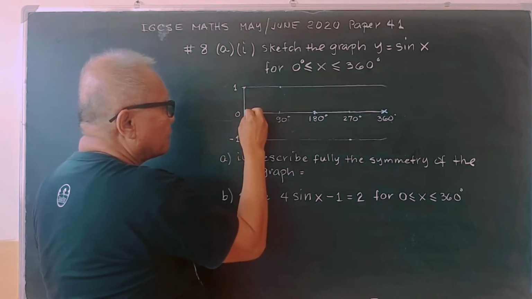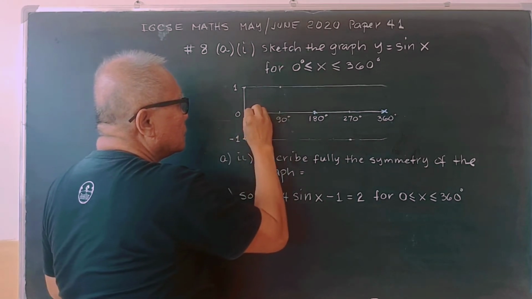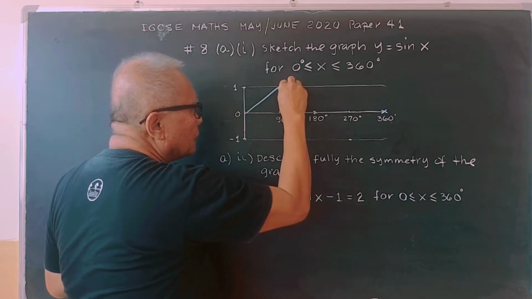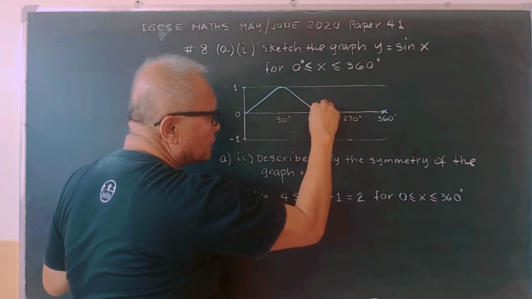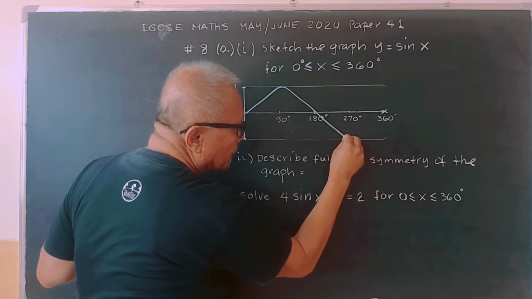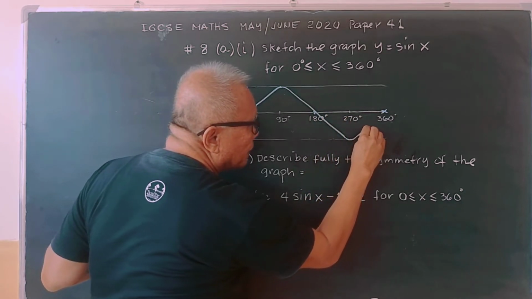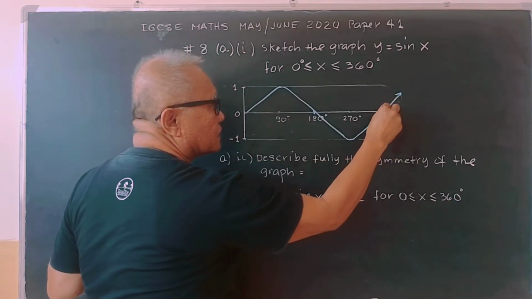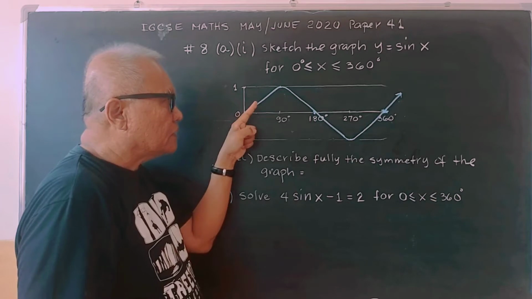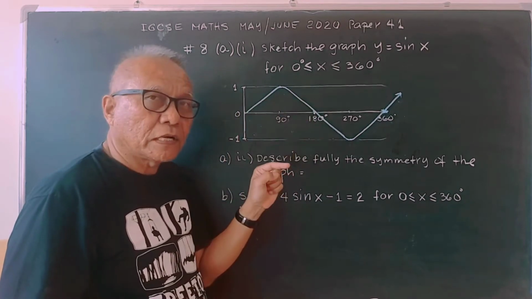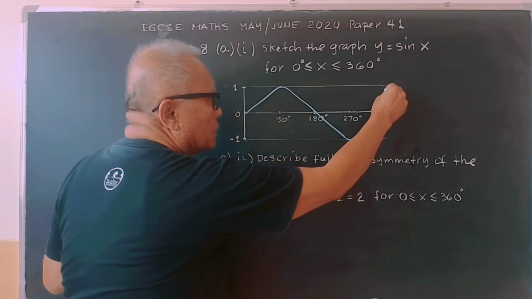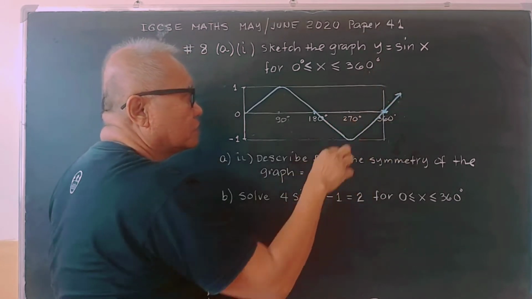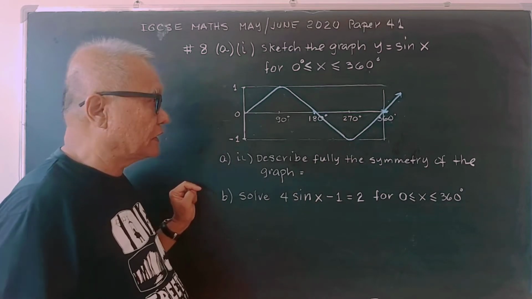So let us graph from here. So we have this one, curve it. Let it pass through the 180 and then a small curve here and then goes to the 360 degrees. And this is the graph of our y equals sine x. You can graph until here only because that is until 360 degrees only.